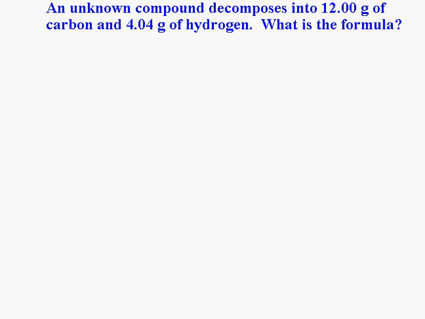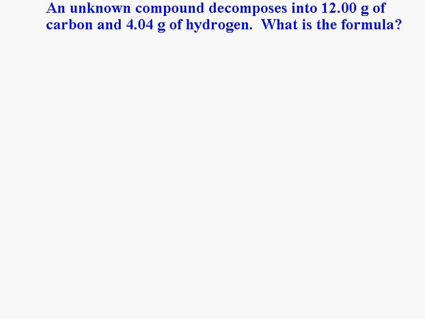In this example, we're using the results of an experiment to determine a chemical formula. A chemist takes an unknown compound and decomposes it into 12.00 grams of carbon and 4.04 grams of hydrogen. Those are the only elements that result from the decomposition. So this already tells us something. There are only two elements in this compound, carbon and hydrogen.